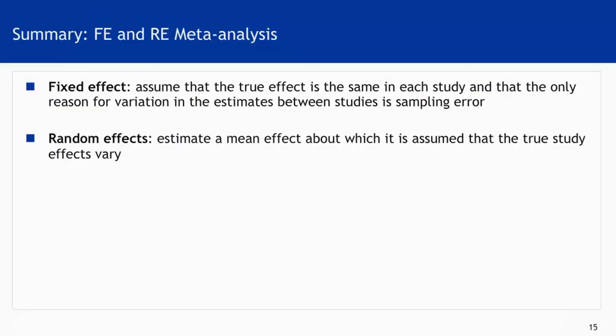So I have said this multiple times. Under the fixed effect model, you assume that the true effect is the same in each study and that the only reason for variation in estimates between studies is sampling error. Going back to the previous example, all the differences in odds ratio you're seeing under a fixed effect model are because of sampling error. However, under the random effects model, the model is trying to estimate a mean effect about which it is assumed that the true study effects vary. So again, the idea is you assume that all these studies are estimating an effect, but there's a variation between studies.